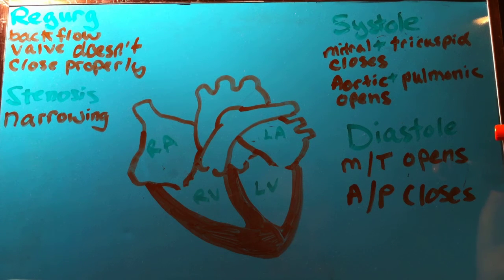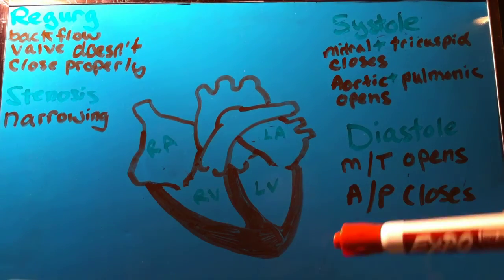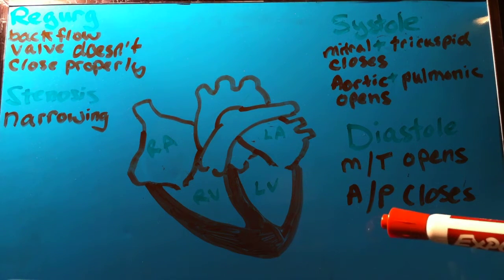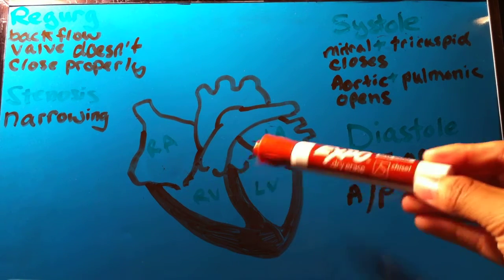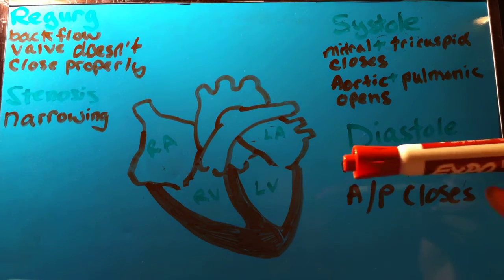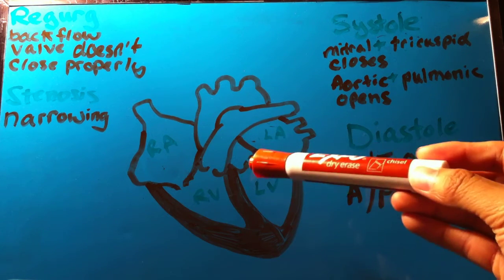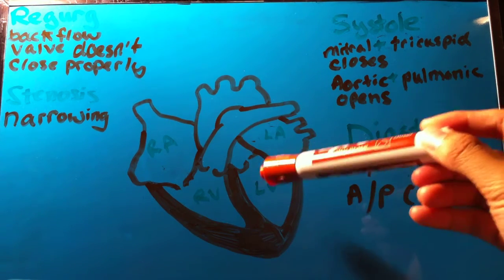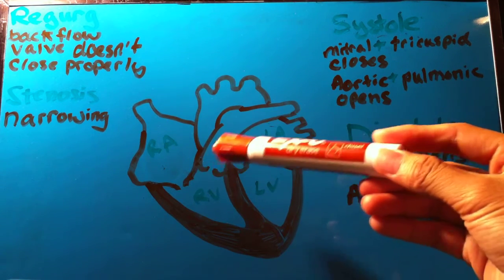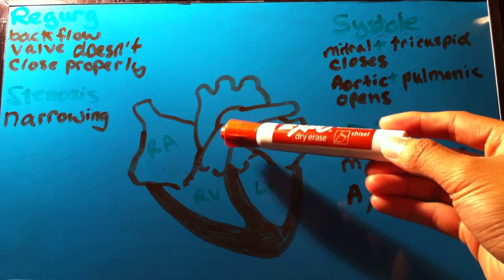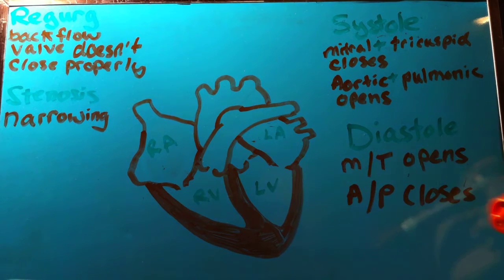During diastole, when the aortic and the pulmonic valves are supposed to be closed and they don't close properly, that is aortic or pulmonic regurgitation, and blood from here goes back into the left or right ventricle.